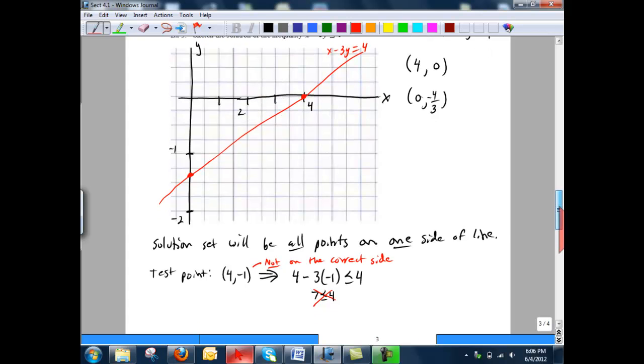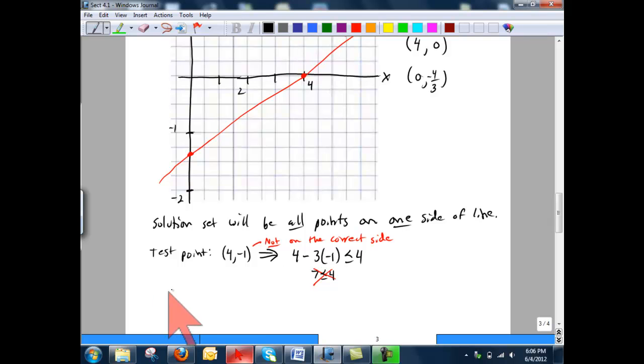Just to illustrate, let's go ahead and be redundant and check another test point on the other side. So now I'm thinking about points above and to the left of the line, and notice that the origin is on that side. When I'm picking test points, if the line doesn't go through the origin, then the origin makes a good test point just because the algebra becomes so simple in that case. If I pick the test point 0, 0, then my inequality becomes 0 minus 3 times 0 less than or equal to 4. And notice because this is a linear equation, all of the terms drop out and I don't even have to do the arithmetic. It's just saying 0 less than or equal to 4.